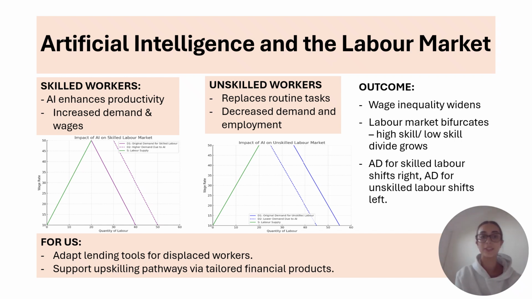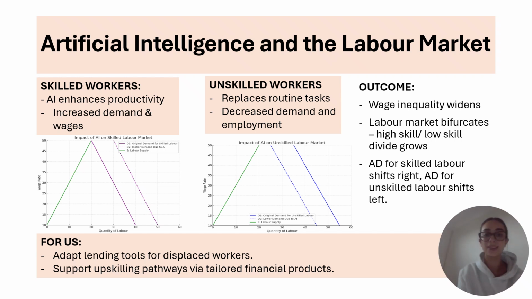Let's explore this by dividing the labour force into skilled and unskilled workers. For unskilled workers, AI and automation often displace routine tasks. As machines become more capable, demand for unskilled labour decreases. This is shown as a leftward shift in the demand curve, D1 to D2, in the unskilled labour market. The result? Lower wages and fewer jobs for these workers. This increases structural unemployment, especially among individuals whose roles are not easily adaptable.